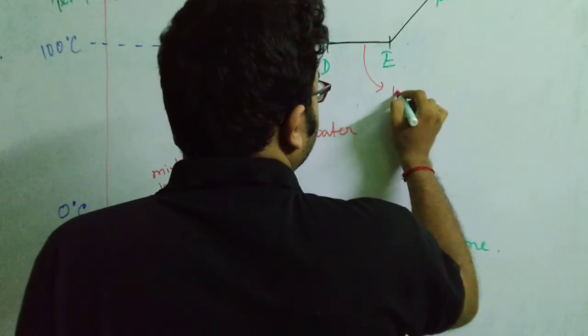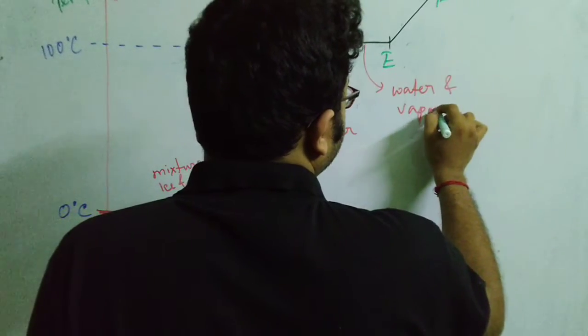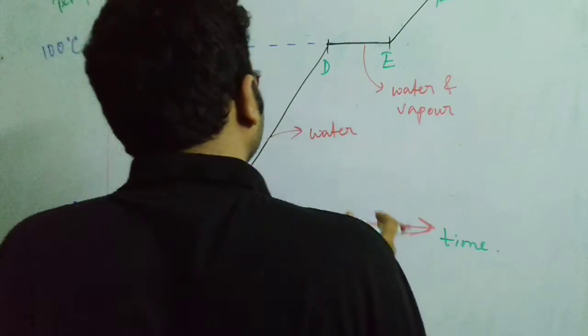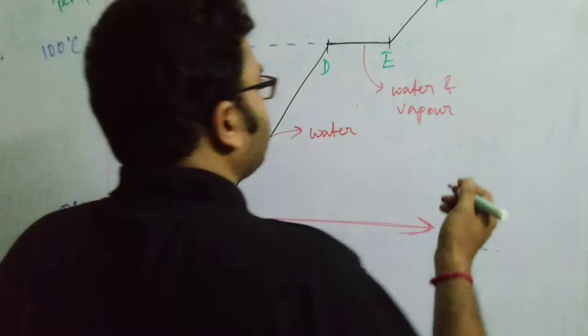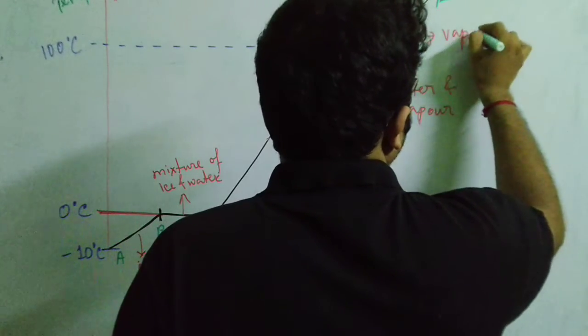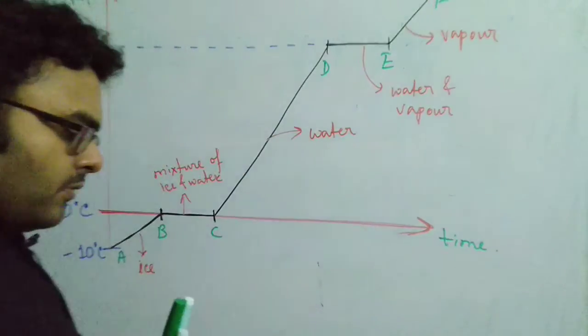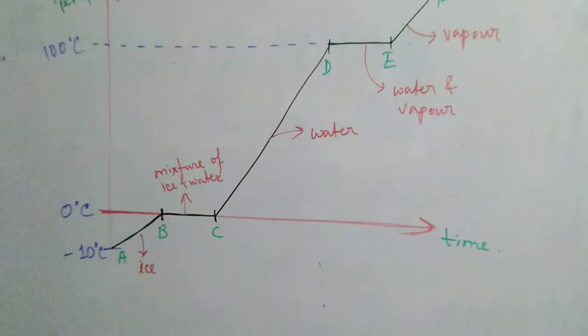In the part D to E, both water and vapor exist simultaneously, as within this time there is both vapor and water present. At point E the total water is converted into vapor, and after point E there is totally vapor. So remember these steps. Often in the exam this graph is given and various data points are asked, so please remember this graph carefully.